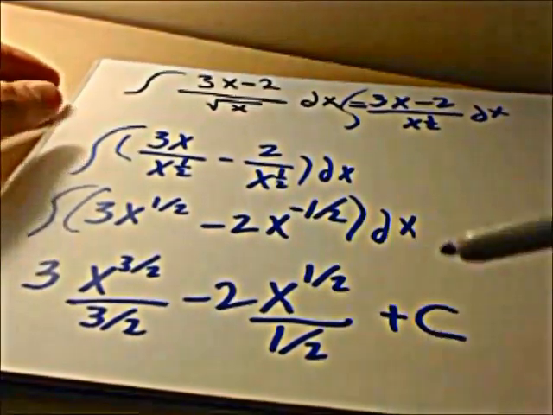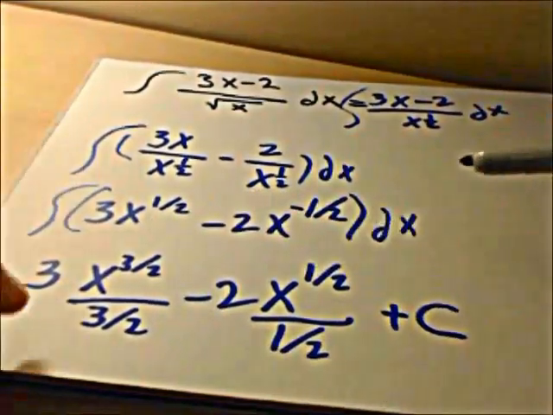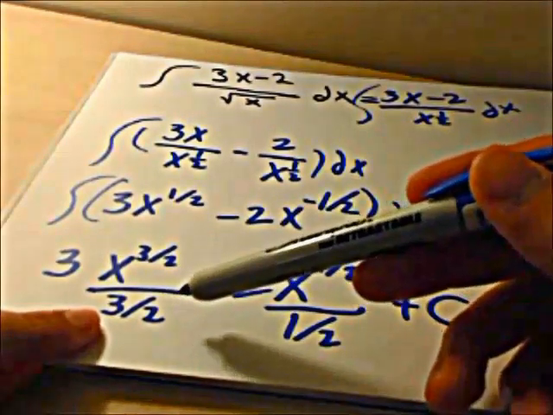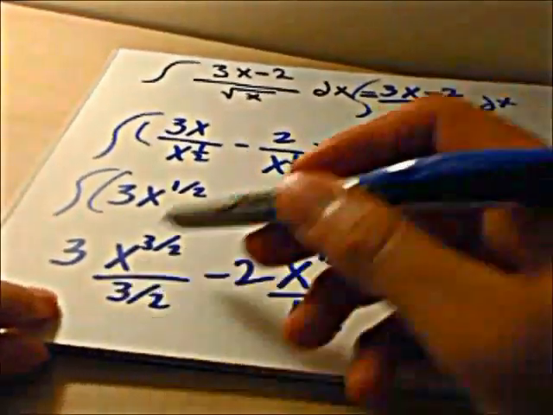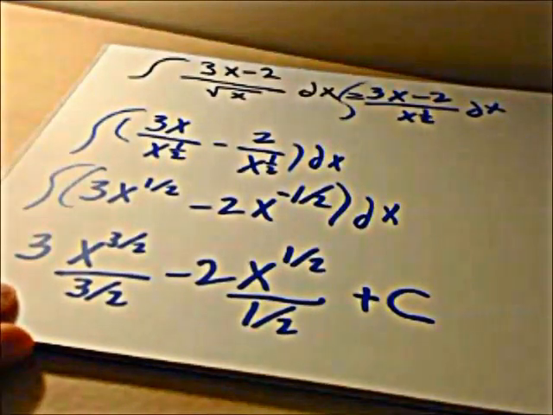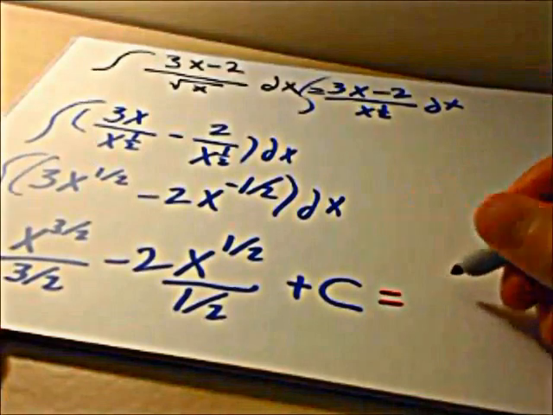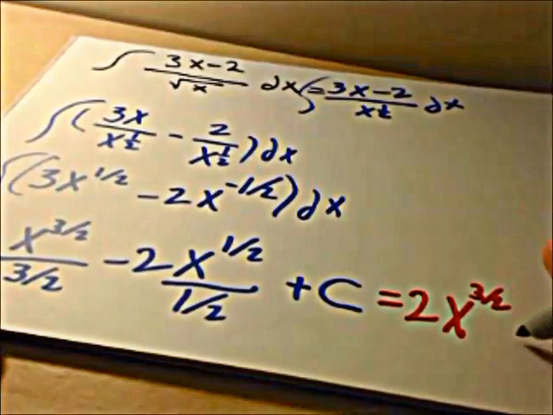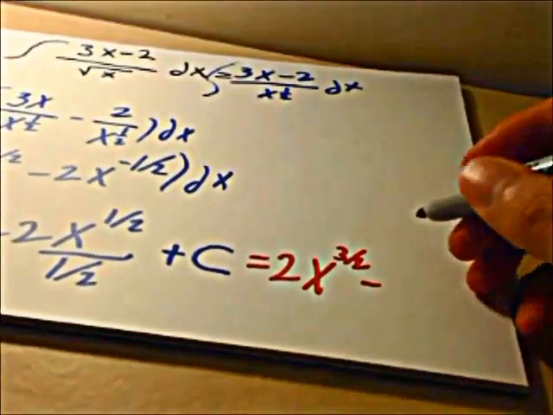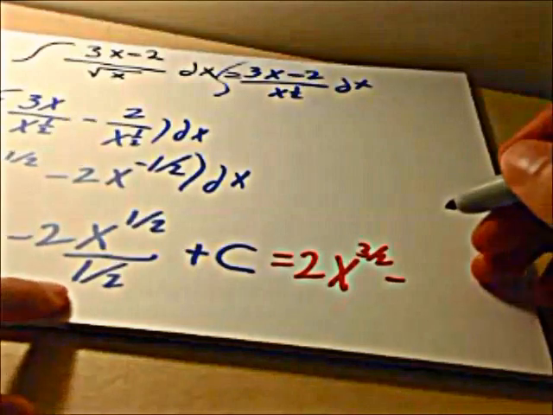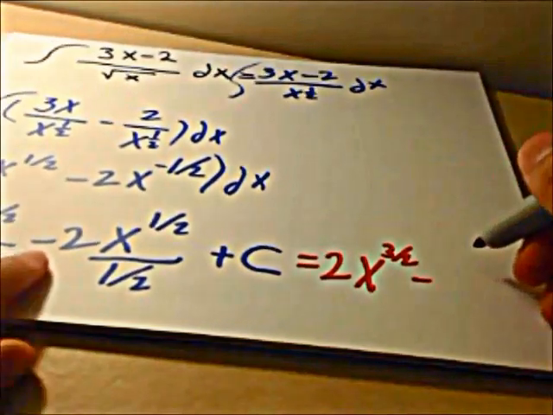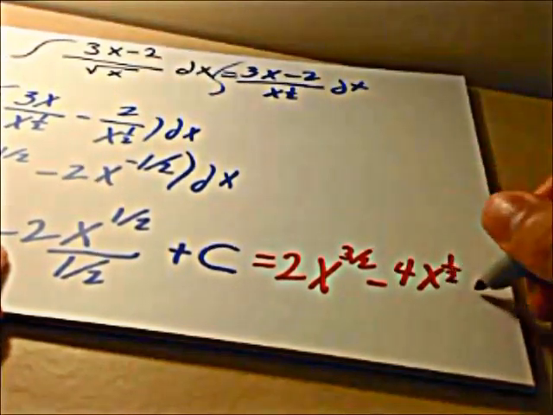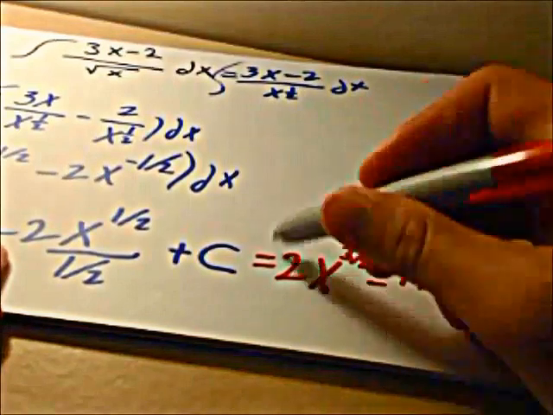Now let's tidy that up a little bit. In the denominator we've got 3 halves, which basically means times 2/3. So the 3 goes out with the 3, and we're left with 2x to the power 3 halves minus, oops, run out of space here. Same thing for here. Over half is basically times 2, so 2 times 2 is 4, and then x to the power half, plus c, and that's your integral.